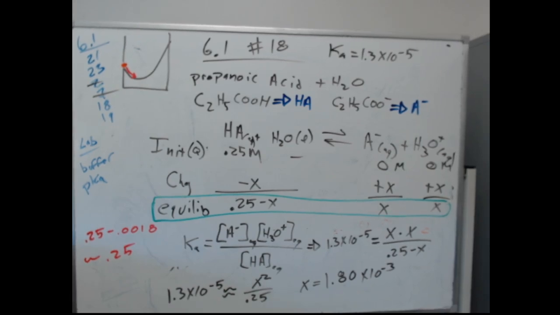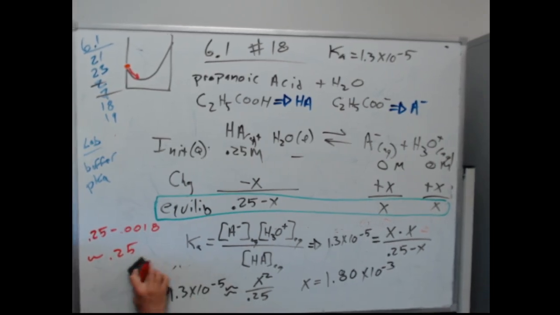Now, technically, that's not exactly true, right? If I did it, I should do 0.25 minus 0.0018, it's actually exactly equal to 0.2482. So how much error did I just introduce?